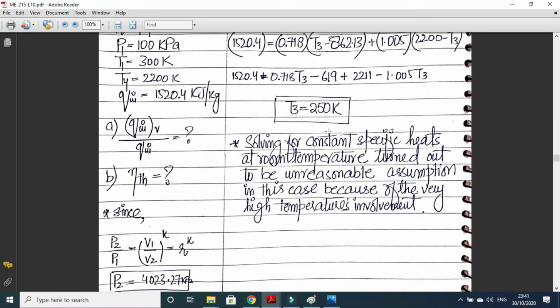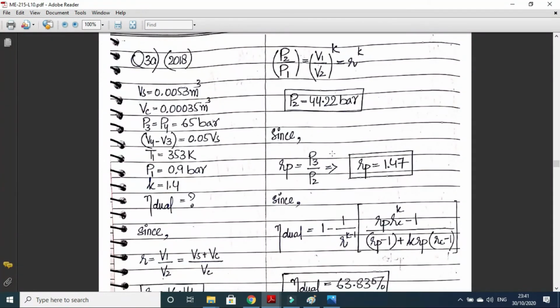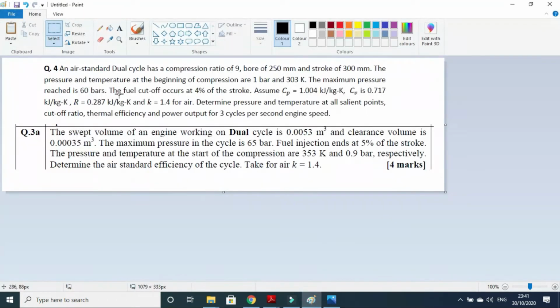So we can skip this numerical. We can straight come to question number 3a, which I gave in the 2018 final paper. So this is the question. The swept volume of an engine working on dual cycle is 0.0053 meter cube. The swept volume is given, and clearance volume is 0.0035 meter cube. The maximum pressure in the cycle is 65 bar. Fuel injection ends at 5% of the stroke. The pressure and temperature at the start of the compression are 0.9 bar and 353 Kelvin respectively. Determine the air standard efficiency of the cycle.